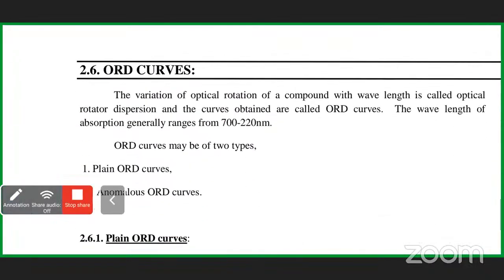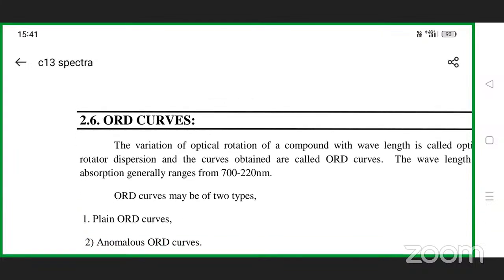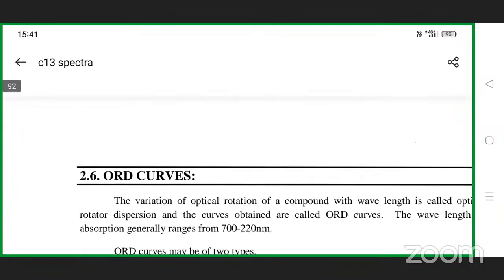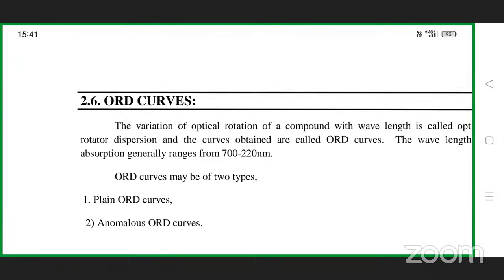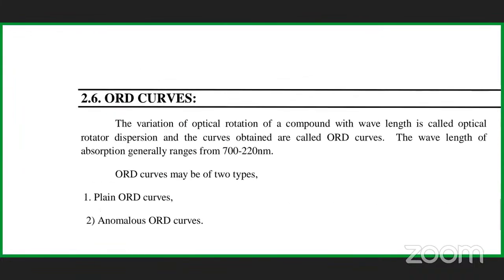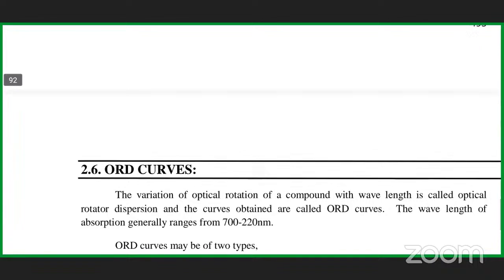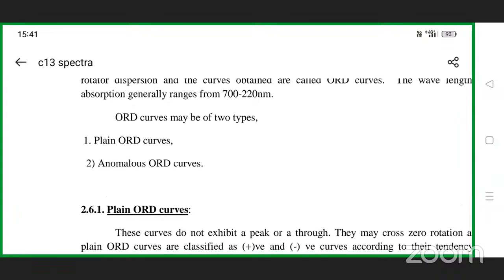As per the Cotton effect, we assign the configuration to the cyclohexanone derivatives. What the octant rule is, we'll see later. First, we'll see the ORD curves. Different curves are observed in ORD spectroscopy. Here we have two types of curves. ORD curves means optical rotatory dispersion curves. These ORD curves are further classified into two types: plain ORD curves and anomalous ORD curves.